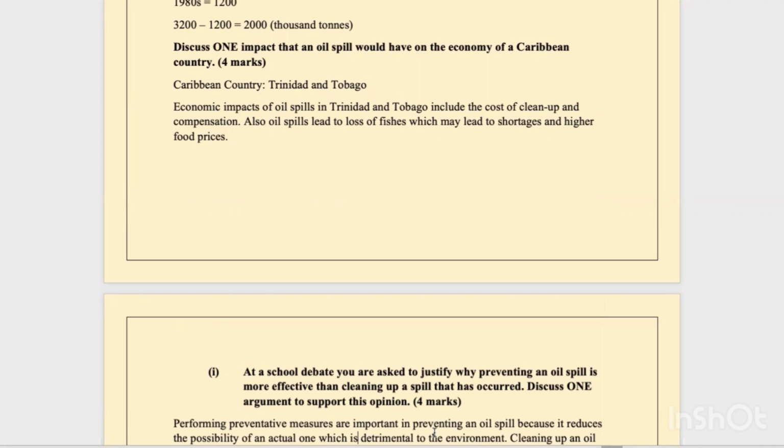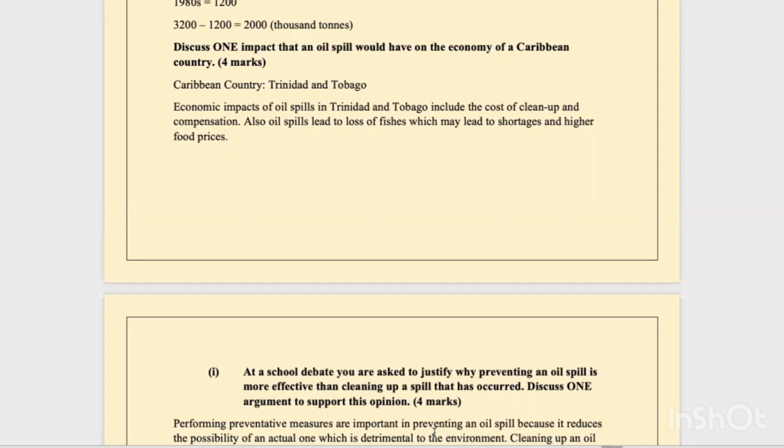Next question, discuss one impact that an oil spill would have on the economy of a Caribbean country. About Trinidad and Tobago, because you know that they have oil, right? They have oil, so they are more prone to an oil spill. So what if Trinidad and Tobago had an oil spill? What would be the economic impacts there, right?